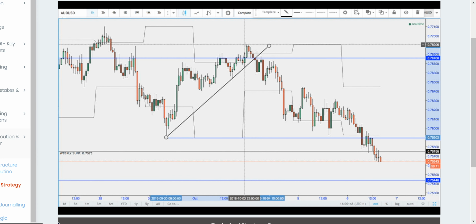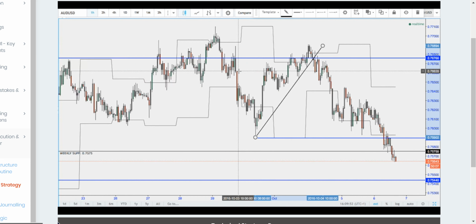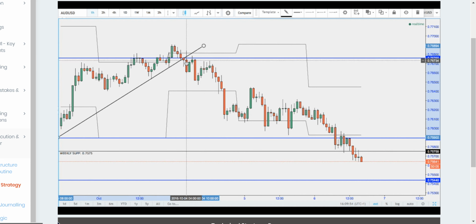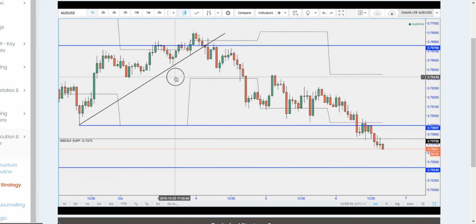Okay, we have a tweezer top, a bearish, well, it's not a bearish engulfing, but it is a Marubozu over there, and then we've come down, broken through with a shooting star this trend line here, and as you can see, Aussie dollar is now melting.